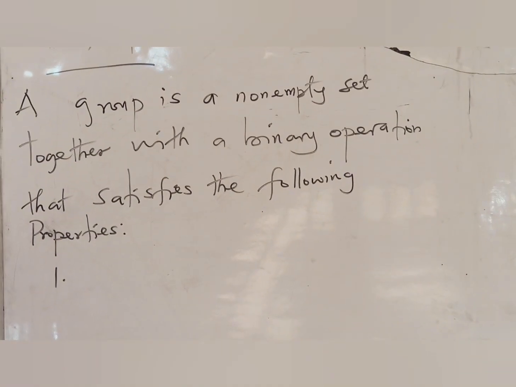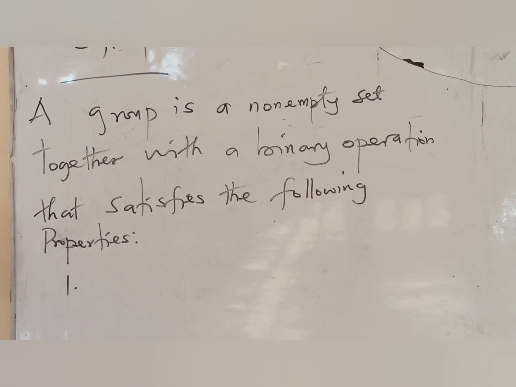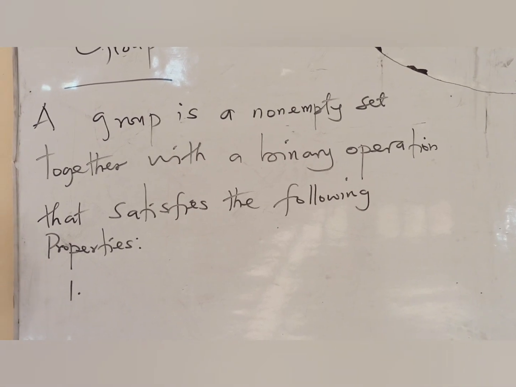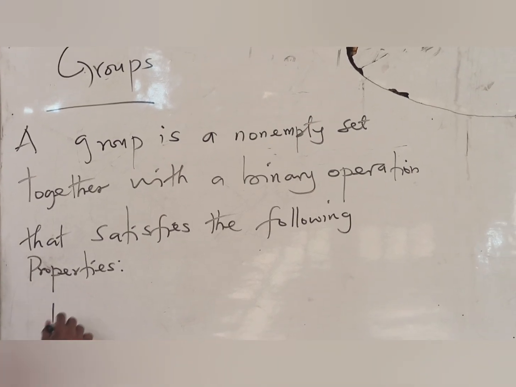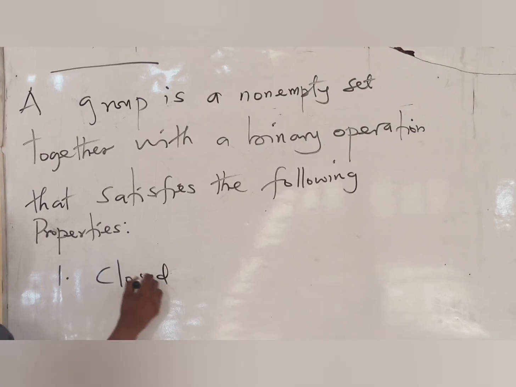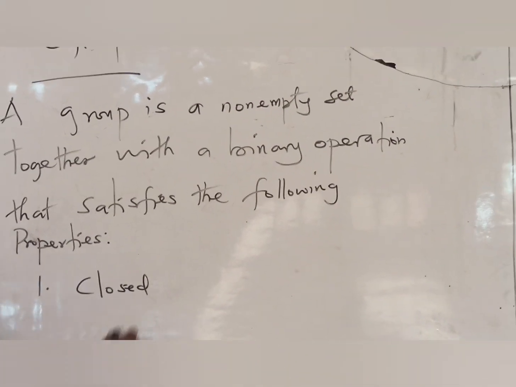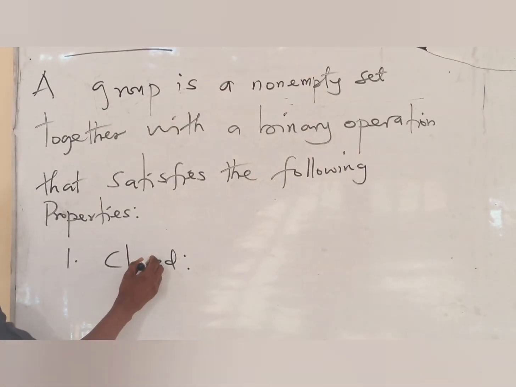So one, anytime we say a particular non-empty set together with any given binary operation is a group, then it must first be closed. What do you mean by closed? So you must satisfy the closure property. That shows it is closed.